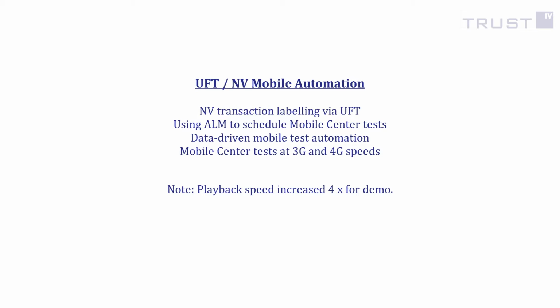First of all, we demonstrate the use of UFT to perform a functional test supplemented by network virtualization. We show how UFT can call the NV API to label individual transactions within a business process, allowing you to drill down into poorly performing application code on a page-by-page basis and optimize your application performance for mobile users. We go on to show how UFT scripts can be data-driven, allowing multiple tests to be performed sequentially, each using different network conditions.